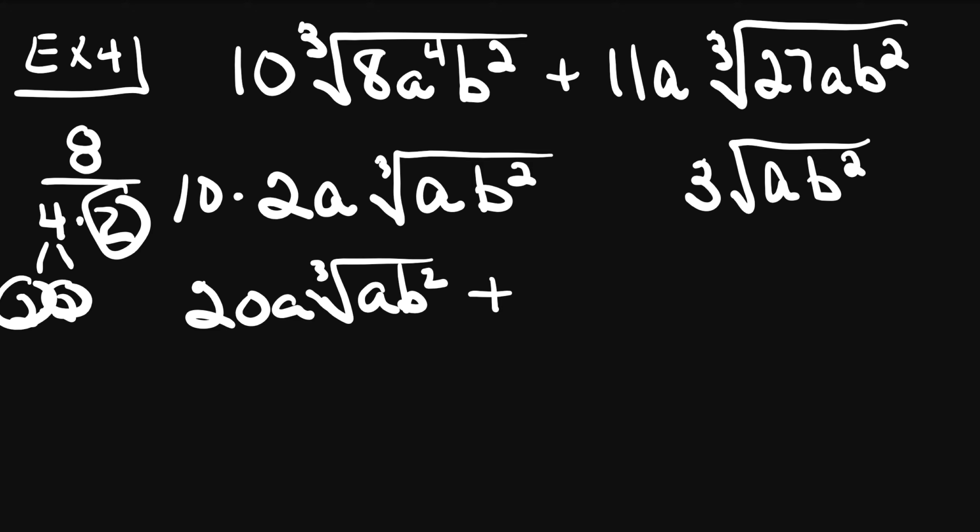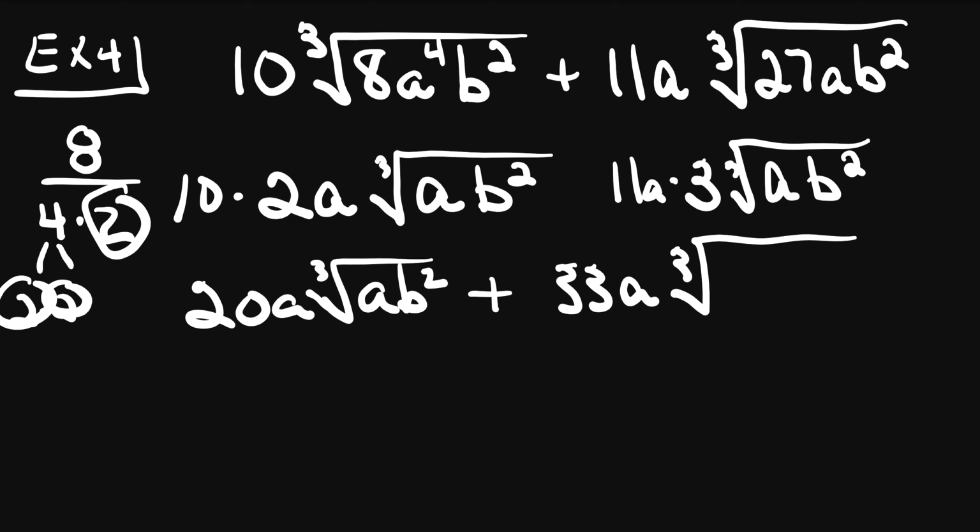And in turn, well, let me put my cube there, it makes our radicand and index the same. Okay, and that's what we're looking for. And now I'm going to bring down that 11a here, and just so I can multiply it together to give me 33a times the cube root of ab squared.